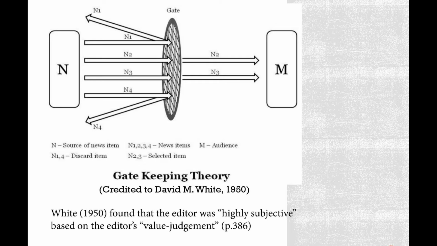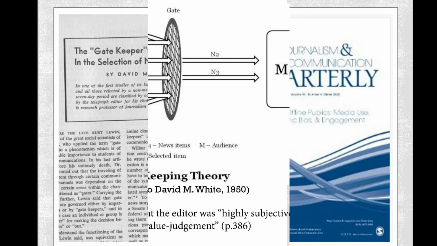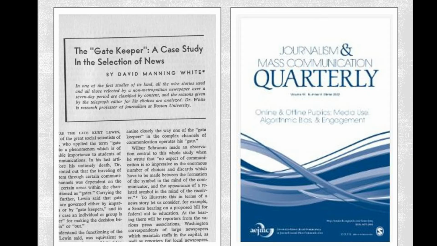It shows N as a source of news items, where we have 4, of which numbers 1 or N1 and N4 are discarded by the editor, and only N2 or news item 2 and news item 3 reach the audience. White found that the editor was highly subjective and based his decisions on value judgments.